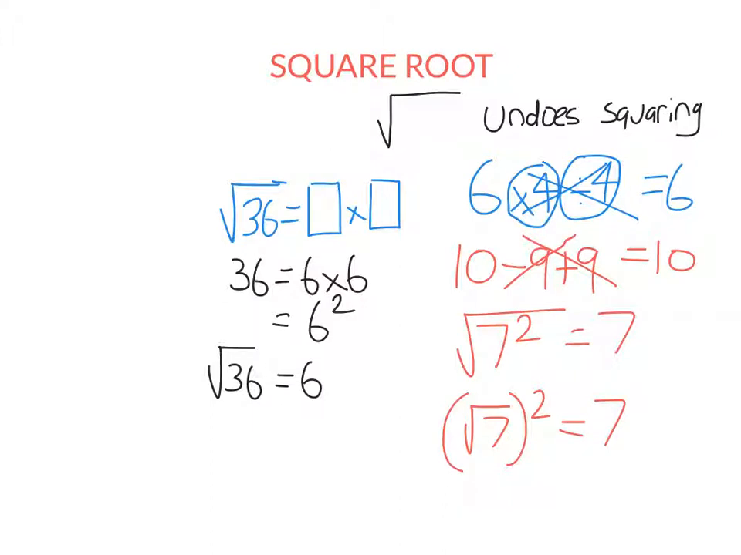So let's say I wanted to find the square root of 100. I'm saying, what number do I times by itself to get 100? The answer there is 10. I multiply 10 by itself to get 100.